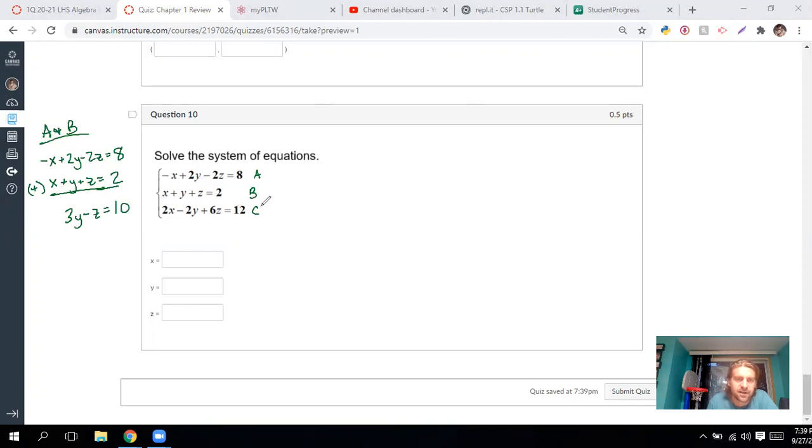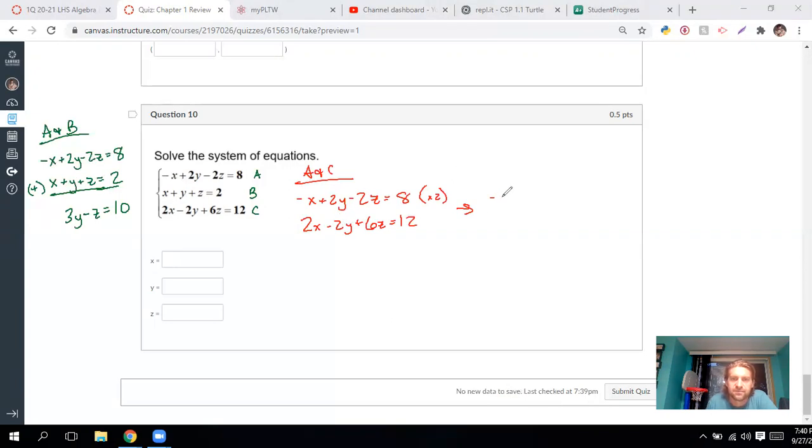Now I need to pick another combination and I need to get rid of the x's. So I'm going to pick A and C over here. -x plus 2y minus 2z equals 8. And 2x minus 2y plus 6z equals 12. I'm going to multiply this top row A by 2 because we have to get rid of the x. Whichever variable you get rid of on the first group, you have to get rid of the same thing on the next group.